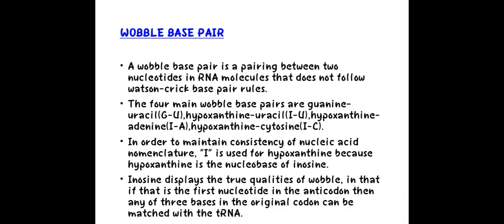Wobble base pair. The wobble base pair is a pairing between two nucleotides in RNA molecules that does not follow Watson-Crick base pair rules. The four main wobble base pairs are guanine-uracil, hypoxanthine-uracil, hypoxanthine-adenine, and hypoxanthine-cytosine. In order to maintain consistency of nucleic acid nomenclature, I is used for hypoxanthine because hypoxanthine is the nuclear base of inosine. Inosine displays the true qualities of wobble, in that if it is the first nucleotide in the anticodon, then any of three bases in the original codon can be matched with the tRNA.